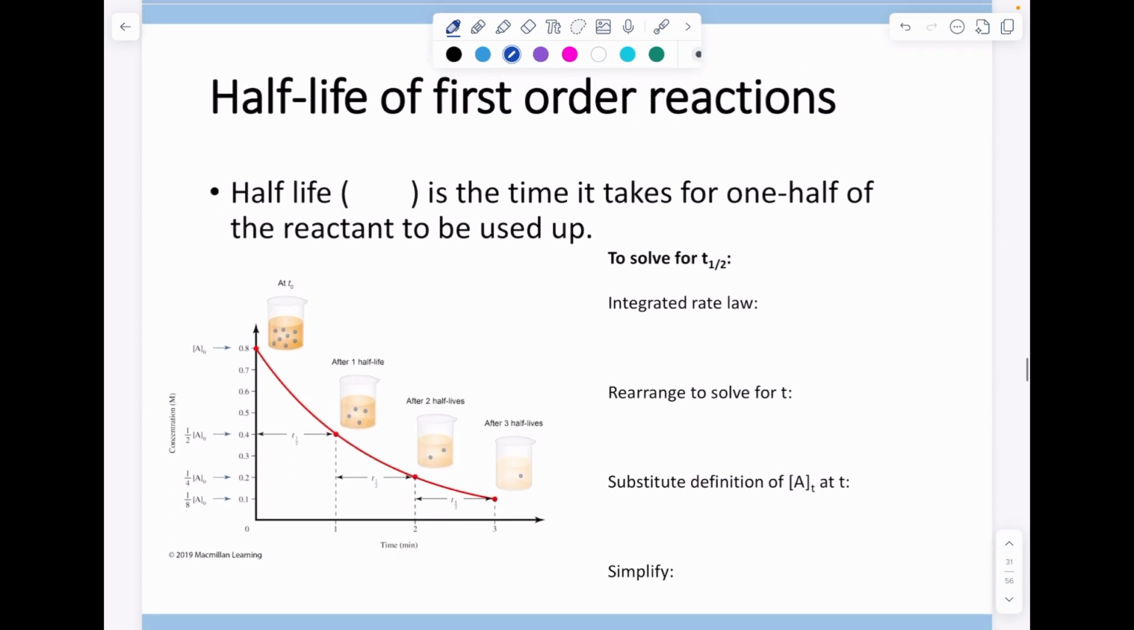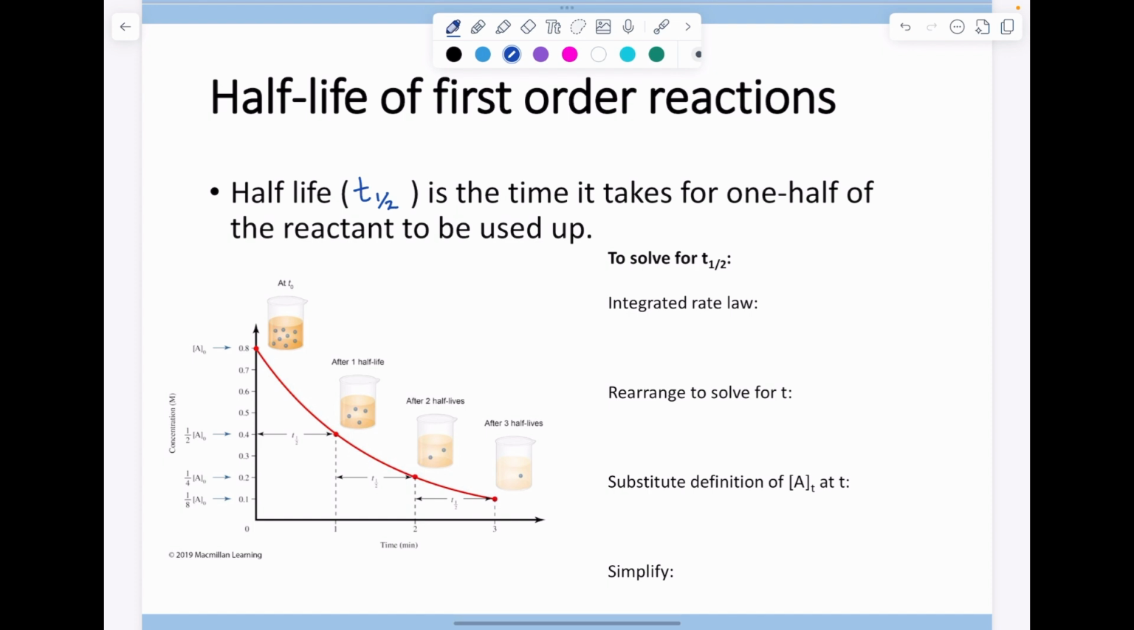This is usually represented as t with the subscript 1/2. This is defined as the time it takes for 1/2 of the reactant to be used up. So looking at this graph, at time t equals 0, you have some amount of these reactants here. After 1 half-life, half of them are gone. So you started with 8, after 1 half-life, now there's only 4. After another half-life, there's 2. After another half-life, there's 1.